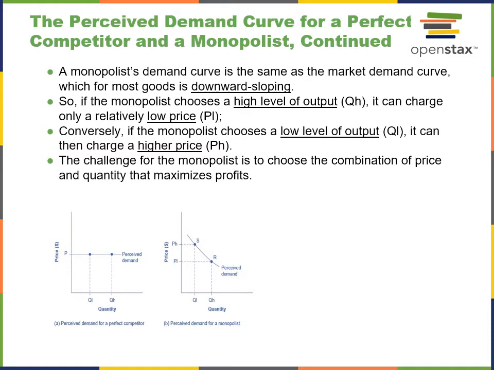While monopolists face a downward sloping demand curve, they have some choices to maximize profit. Here you can see that a monopolist's demand curve is the same as the market demand curve, which for most goods is downward sloping. So if the monopolist chooses a high level of output, QH, over to the right, it can charge only a relatively low price. Conversely, if the monopolist chooses a low level of output, it can then charge a higher price. The challenge for the monopolist is to choose a combination of price and quantity that maximizes profits.